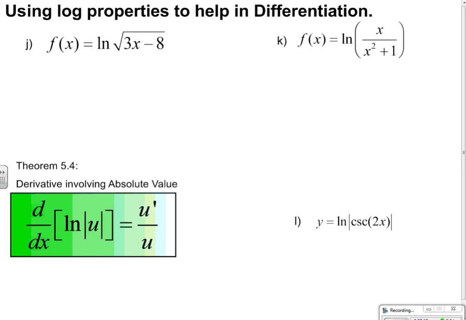With this square root, that could be part of the chain rule, but also if we just think about our log properties, sometimes we can make our life just a little bit easier when dealing with this.